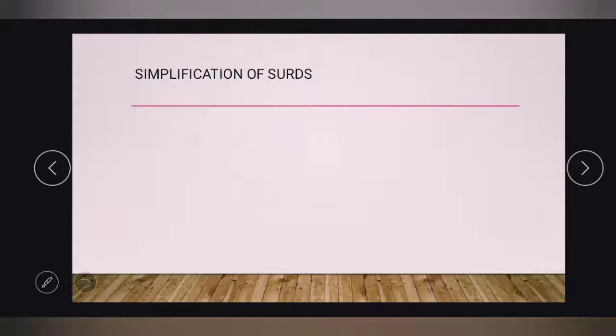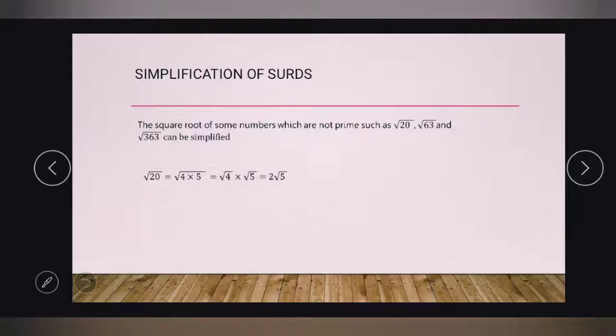Simplification of surds. The definition is that the square root of some numbers which are not prime, such as the square root of 20, the square root of 63, and the square root of 363, can be simplified. The square root of 20 equals the square root of 4 times 5 equals the square root of 4 times the square root of 5 equals 2 the square root of 5.